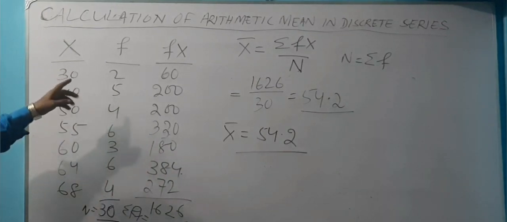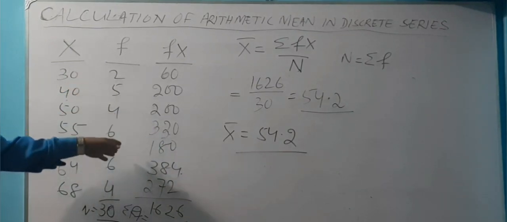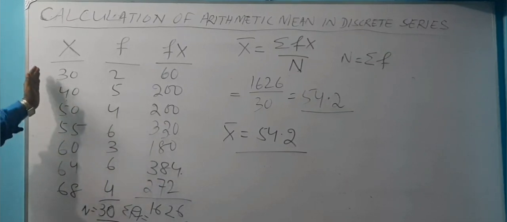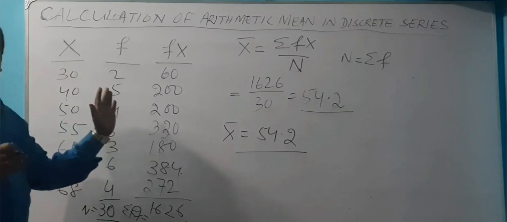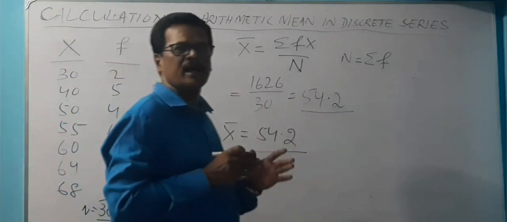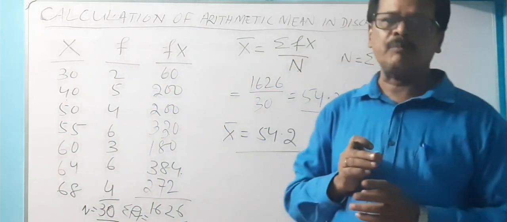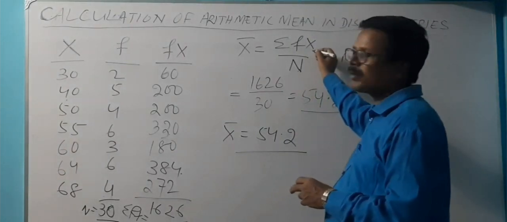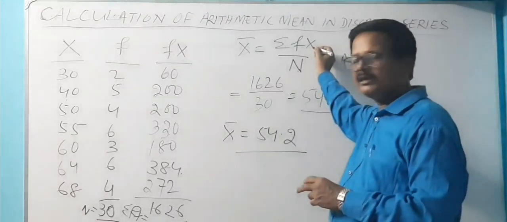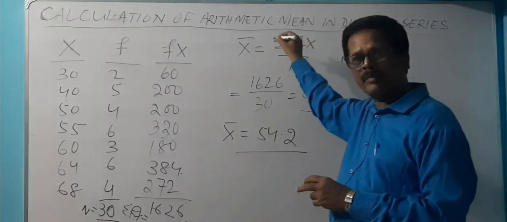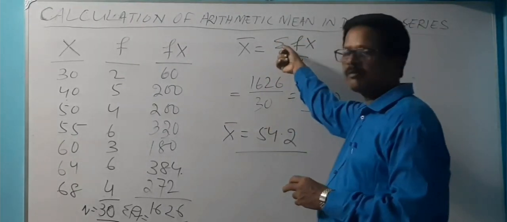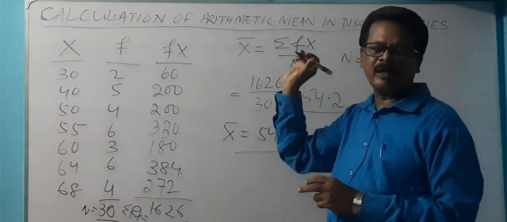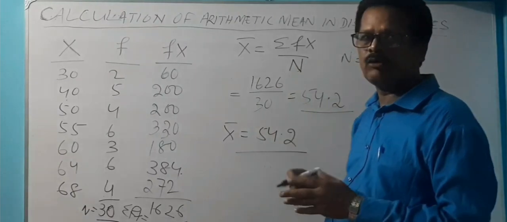Again, mark it. x values are given, y values are given. So it is a discrete series, a question of discrete series. To calculate the arithmetic mean of discrete series, we have to put the formula x bar is equal to summation fx by n. So summation fx means we have to find the value of fx, then we have to add the values of fx, it will give us summation fx, then divided by n, n is equal to summation f. Add all the frequencies to get the value of n.